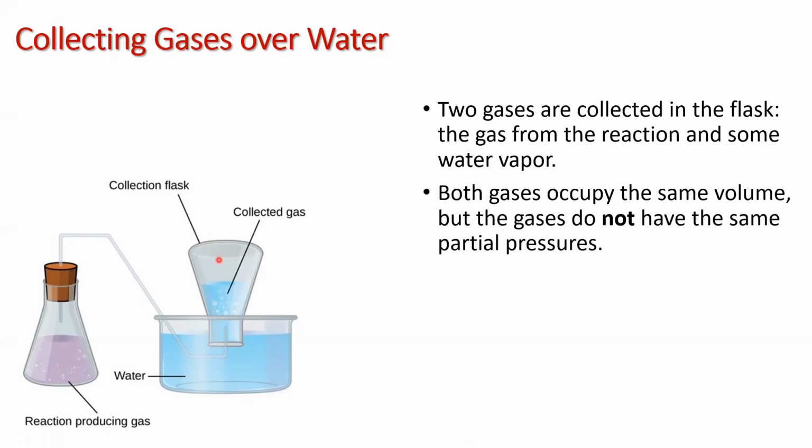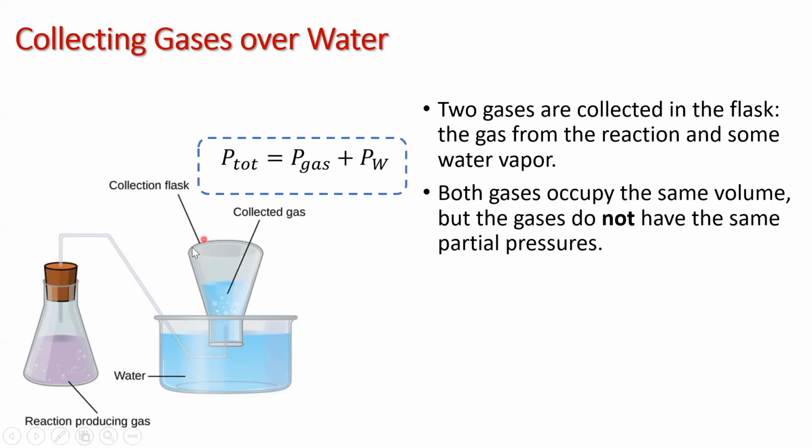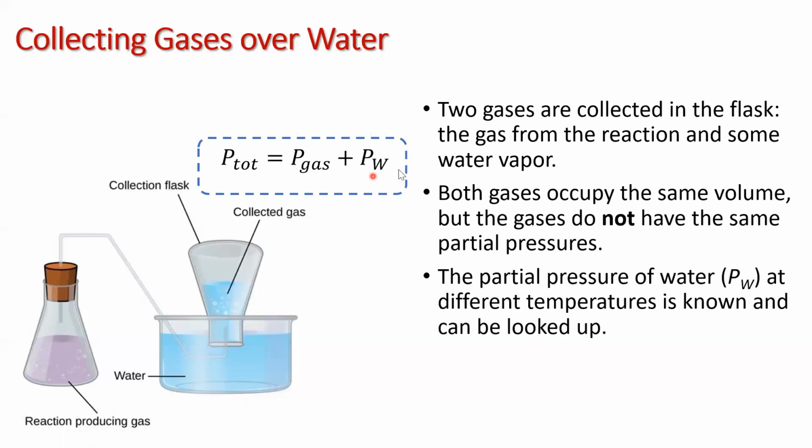And both of the gases are going to be in the same volume, but they're not going to have the same partial pressures. The total pressure exerted by this gas is going to be the sum of the gas that we produced plus the little bit of water vapor that would be collected along with that gas. And we can look up what the water vapor pressure is because it's dependent on temperature. Just look it up on a table. The warmer the temperature, the higher the water vapor pressure would be. The lower the temperature, the lower the water vapor pressure would be. And it's just a value we can look up on a table.